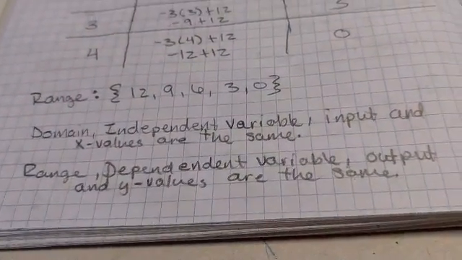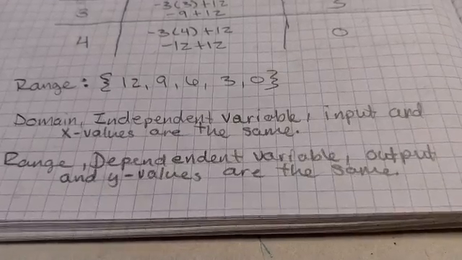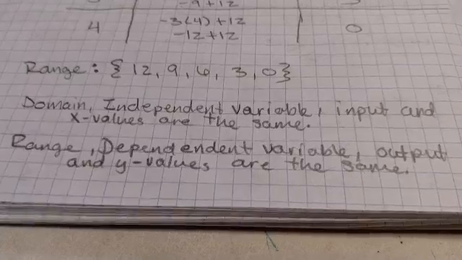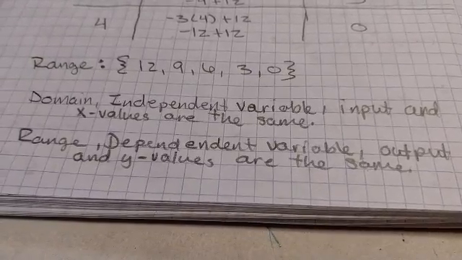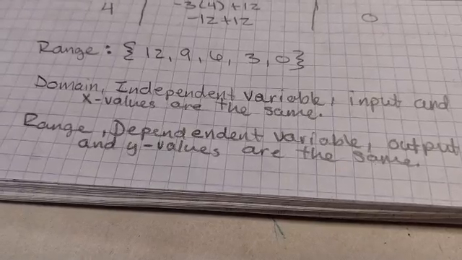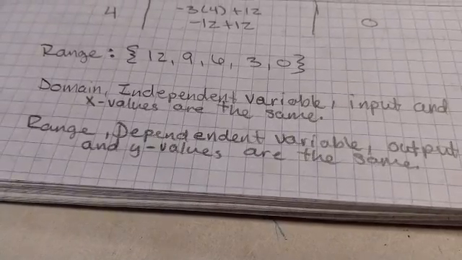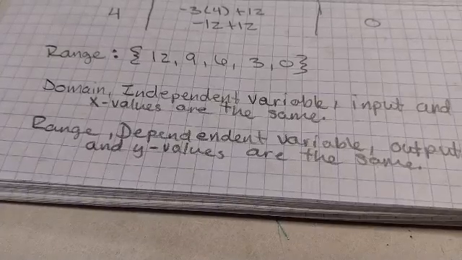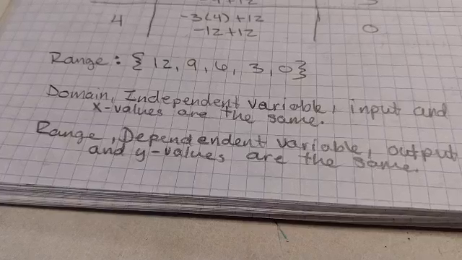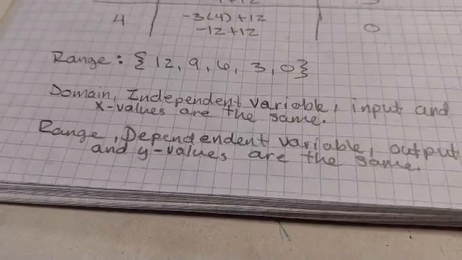So that is something I would definitely put in my notebook. Because on your test, I might ask you a question, which one of these are all talking about the same thing? And you would give me the list of domain, independent variable, input, x values are all talking about the same thing. Range, dependent variable, output, and y values are all talking about the same.